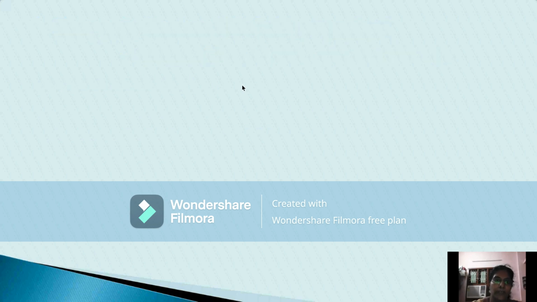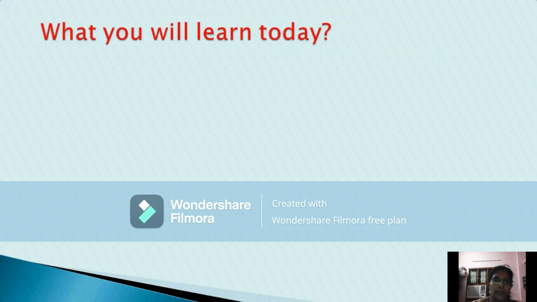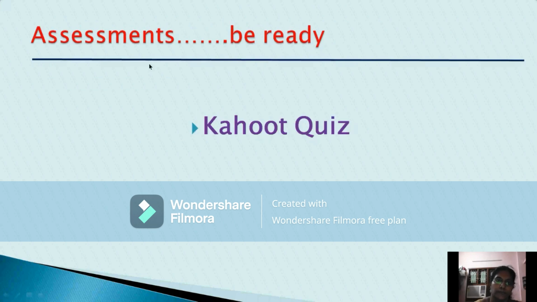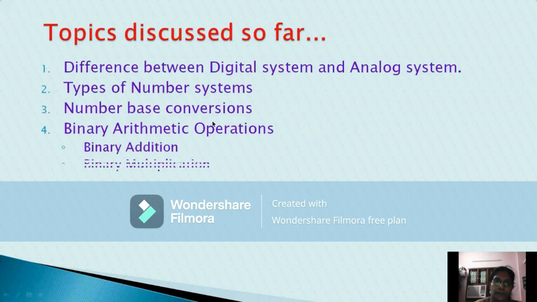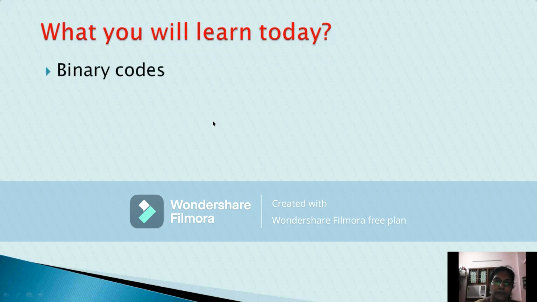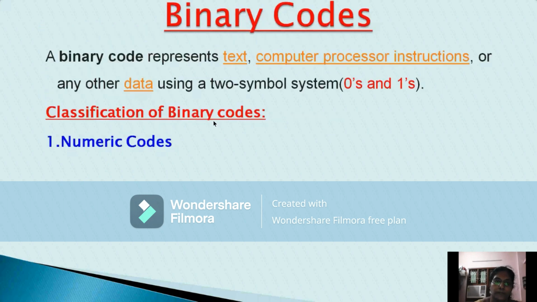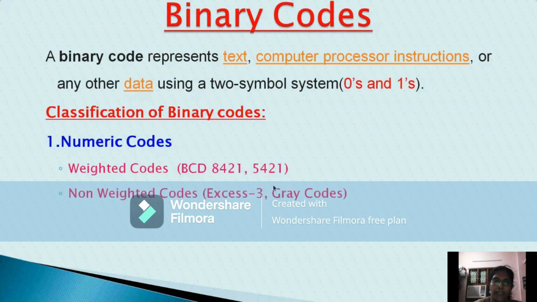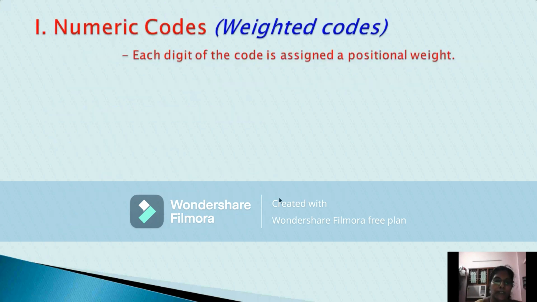In the previous slide, I have given BCD 8421. BCD 8421 is an example of a weighted code. And 5421 is like that as well. So this is what we are going to cover now, weighted codes, with BCD as one of the examples.